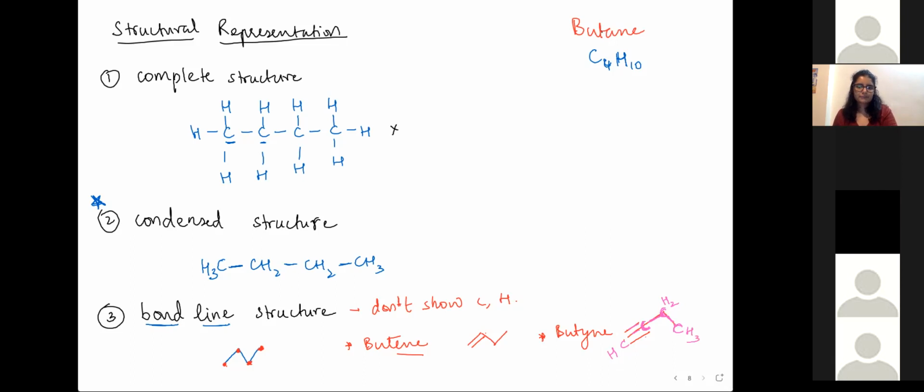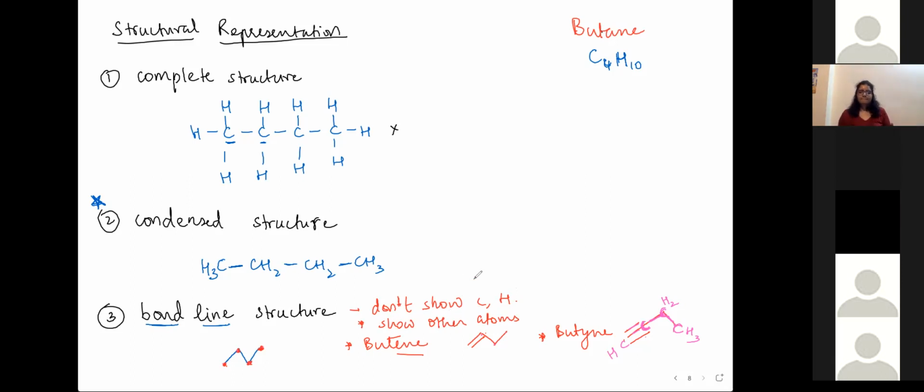are filled by hydrogens. So you don't explicitly show carbon and hydrogen. The end points are all carbons, and the points between the bonds are all carbons. And hydrogen is filling up whatever remaining valencies are there. Another important point is you show other atoms other than carbon and hydrogen. Like if there's an oxygen or nitrogen or any other atom which is not carbon or hydrogen, you explicitly write it.